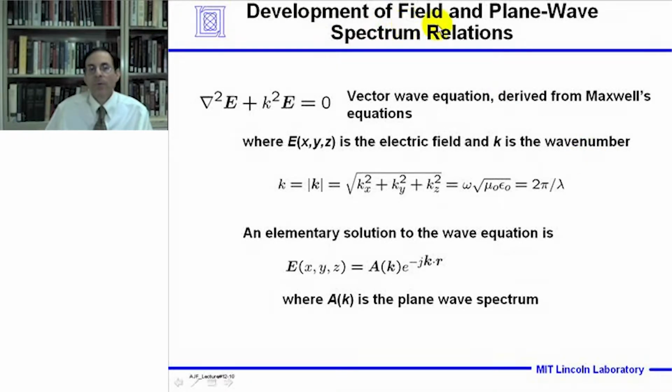To develop the field and plane wave spectrum relations, consider the vector wave equation, which can be derived from Maxwell's field equations. The wave equation is shown here as del squared E plus k squared E equals 0, where E is the electric field and k is the wave number. k is equal to the magnitude of the vector wave number, where k is equal to the square root of kx squared plus ky squared plus kz squared. An elementary solution to the wave equation is shown here. E is equal to the plane wave spectrum multiplied by a phase factor.